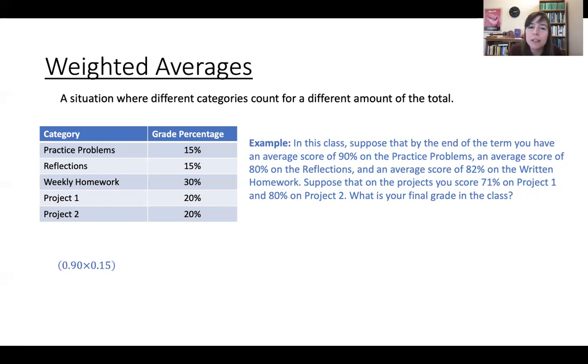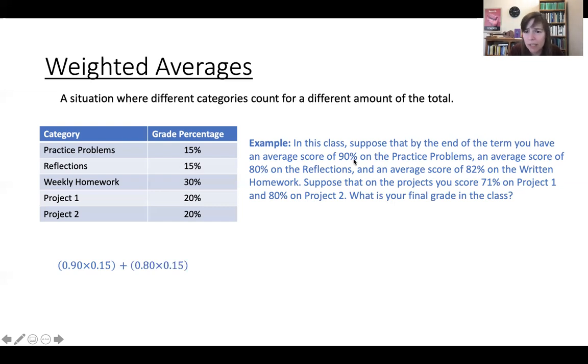So starting here, say you have an average score of 90% on the practice problems, then we take 90% of that 15%. Converting both of these to decimals, it's 0.9 times that 0.15. So by getting 90% on the practice problems, we have 90% of the 15% of the allotted points on that. Next, we have 80% on the reflections. So we're taking 80% of that 15%. I'm going to add it.